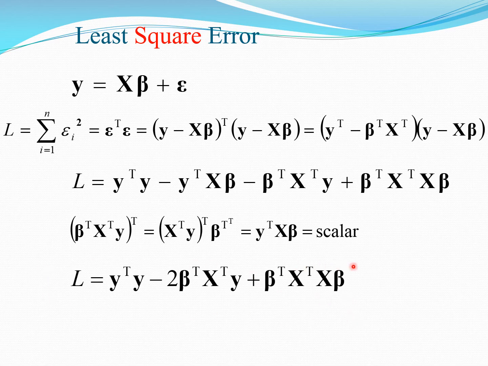So this is the value or the function which we seek to minimize, and we seek to minimize this function to find the values of beta, which will essentially bring this L to a minimum.